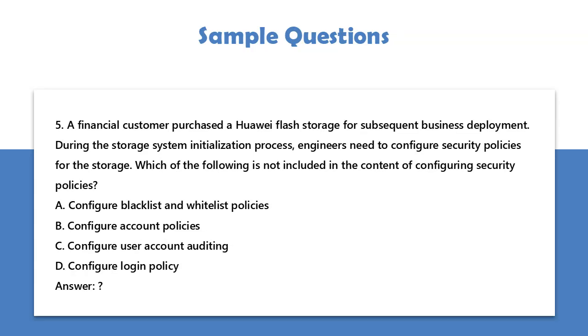5. A financial customer purchased a Huawei flash storage for subsequent business deployment. During the storage system initialization process, engineers need to configure security policies for the storage. Which of the following is not included in the content of configuring security policies? A. Configure blacklist and whitelist policies. B. Configure account policies. C. Configure user account auditing. D. Configure login policy.